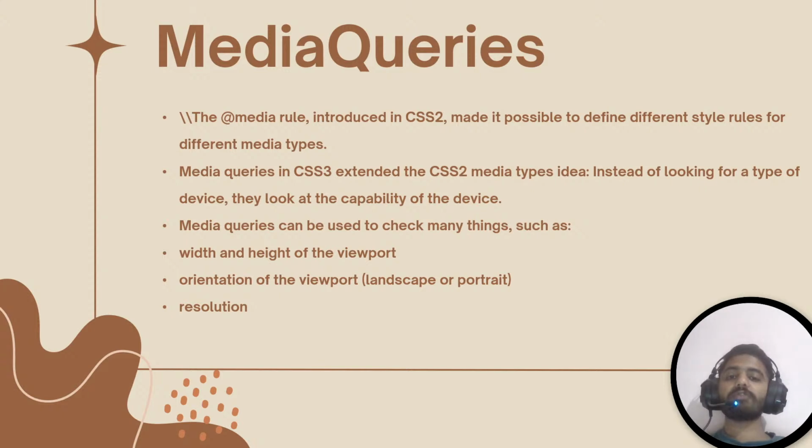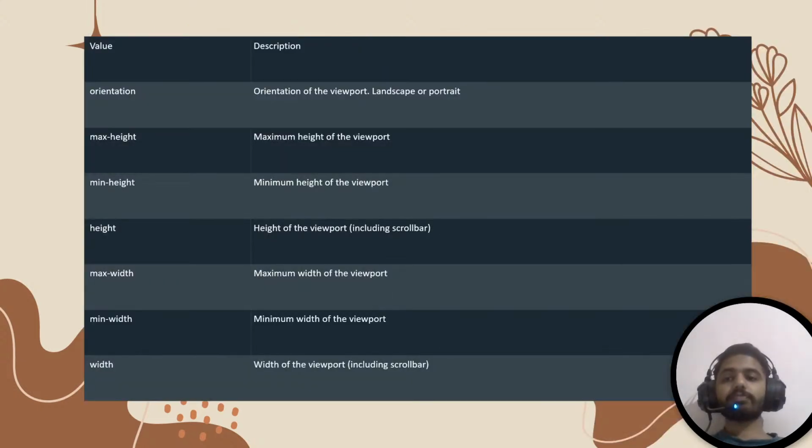The media rule was introduced in CSS 2 and made it possible to define different style rules for different media types. Correct. So media queries in CSS 3 extended the CSS 2 media types idea. Instead of looking for a type of device, they look at the capability of the device. So we'll use the width of the different screens to make our website look nice. Media queries can be used to check many things such as width and height of a viewport, orientation of a viewport, and resolution of a viewport. So these are the properties of media queries: orientation, max-height, min-height, height, max-width, min-width, and width.